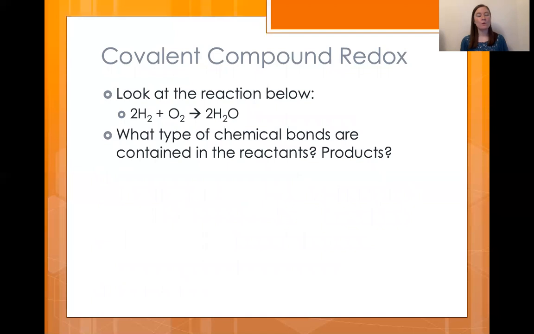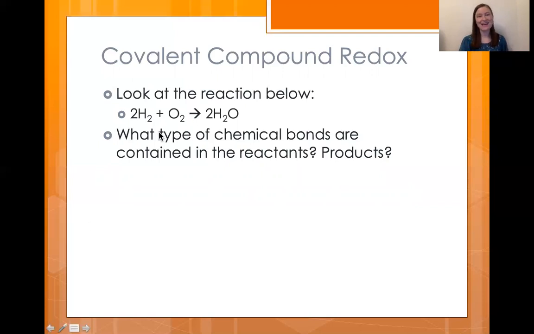Awesome. So far, we've looked at reactions that involve ionic compounds, but we can also have redox reactions that involve covalent compounds as well, right? So let's take a look at this reaction. I want to know what type of chemical bonds are in the reactants and what type are in the products.